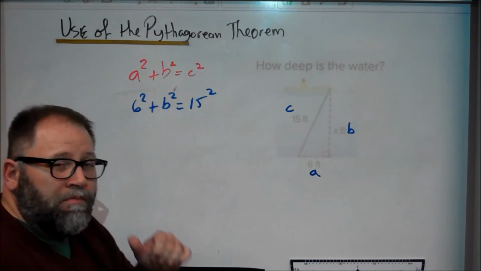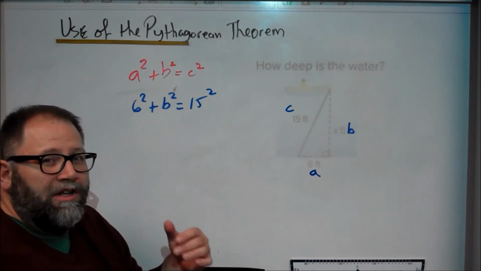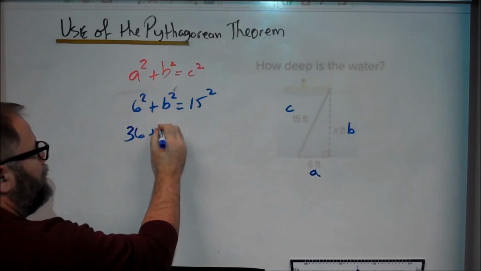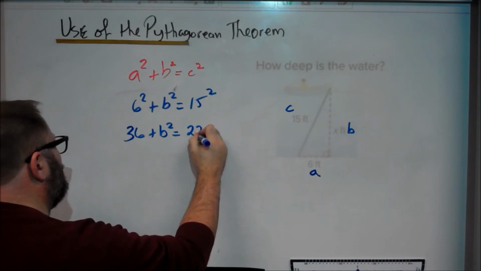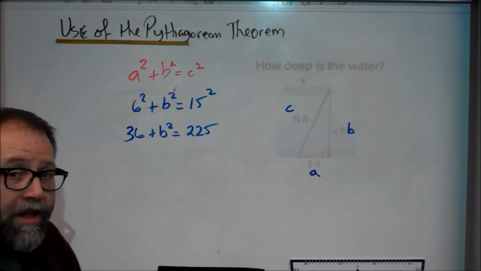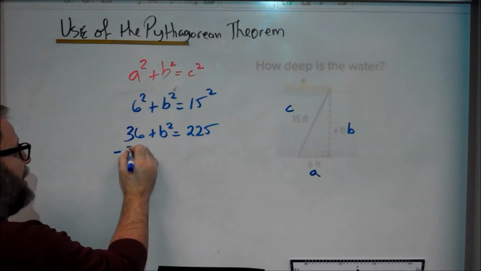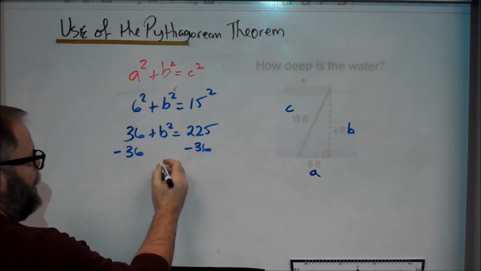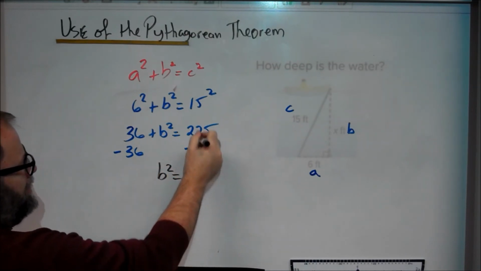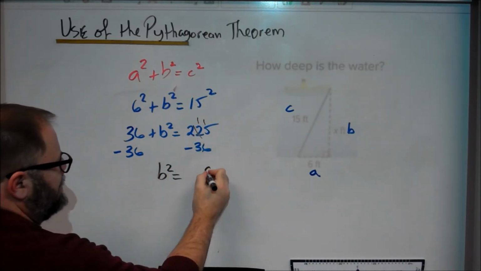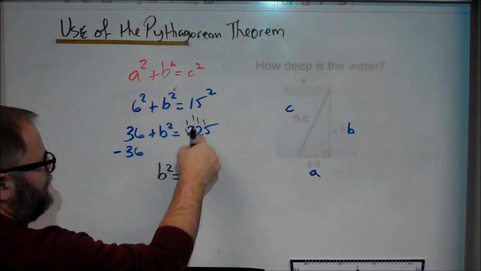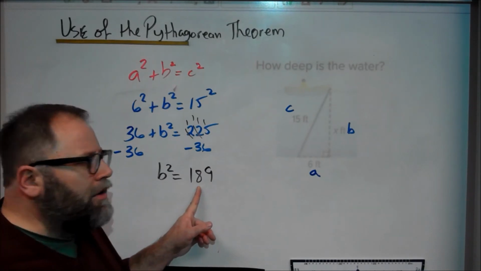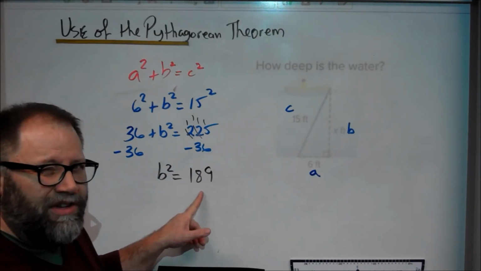I don't see a Pythagorean triple there, but let's keep going and see. Maybe we'll discover one, maybe we won't. 6 squared is 36 plus B squared equals 225. Just simple equation work now. Minus 36 minus 36. And I get B squared equals, all right, let's ungroup that. 15 minus 6 is 9. Ungroup this. 11 minus 3 is 8. And once here, I think I've seen that before. I think that's going to be 17.